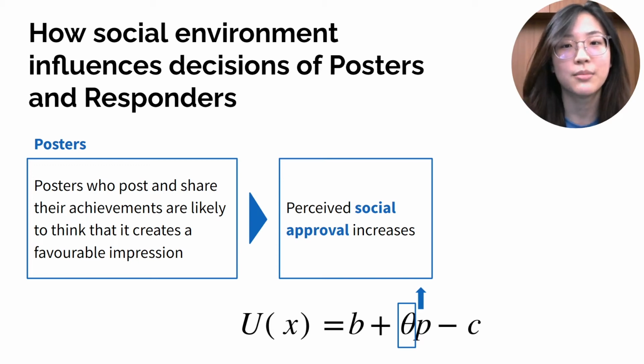For posters, by posting and sharing about achievements, posters are more likely to think that they are exuding a more favorable impression, and the perceived social approval from listing our achievements will increase, leading to an increase in theta when it comes to posting about achievements.